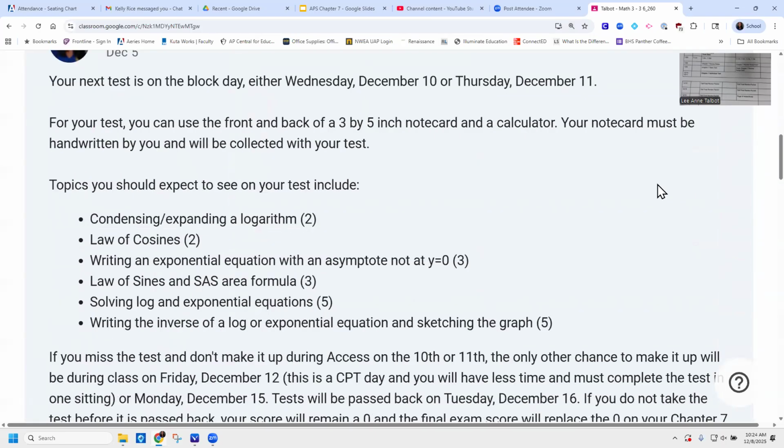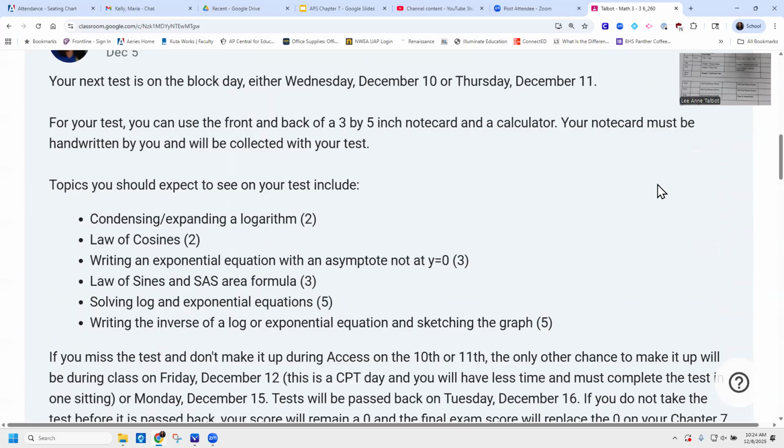Your next test is on the block day, either Wednesday or Thursday. You guys have your Thursday morning. For your test, you can use the front and back of the 3x5 note cards. I put those on the tables. Those are for you guys to take. And a calculator. The card must be handwritten by you and will be collected with your test.